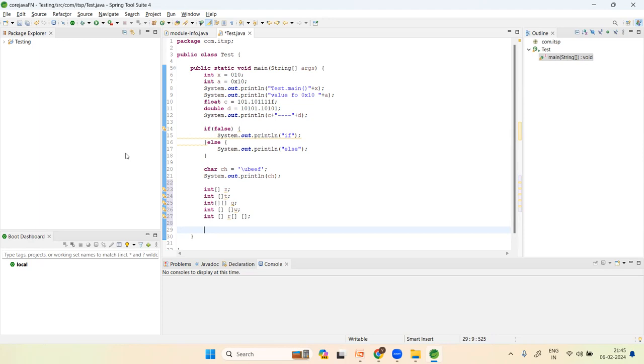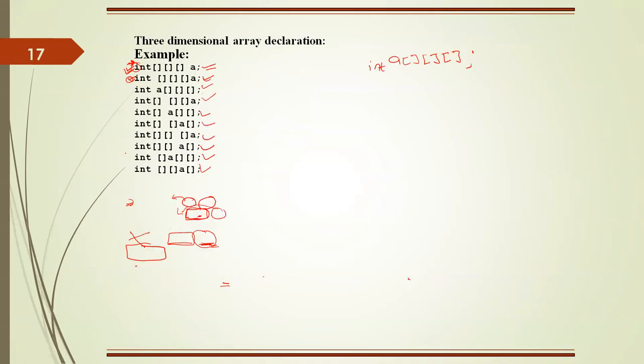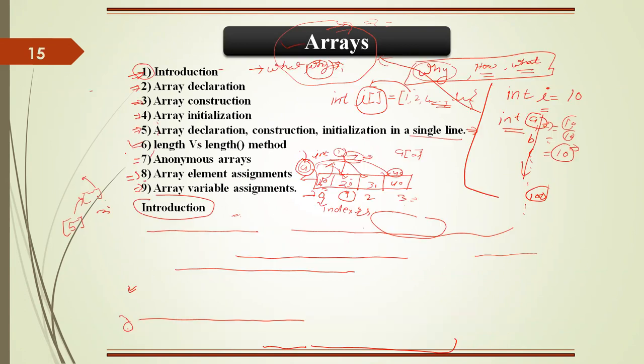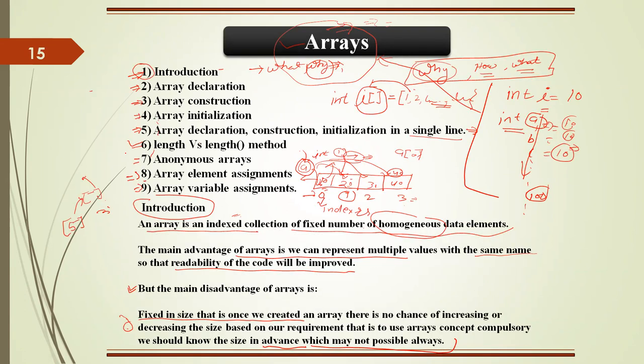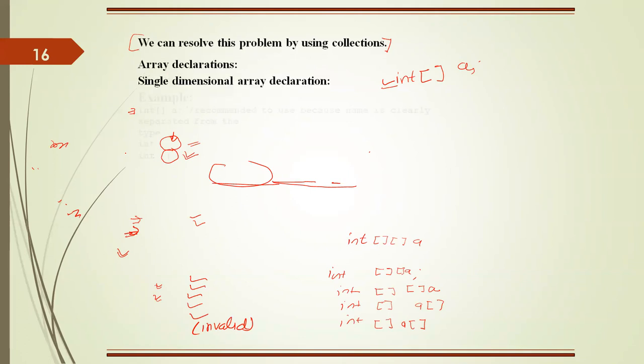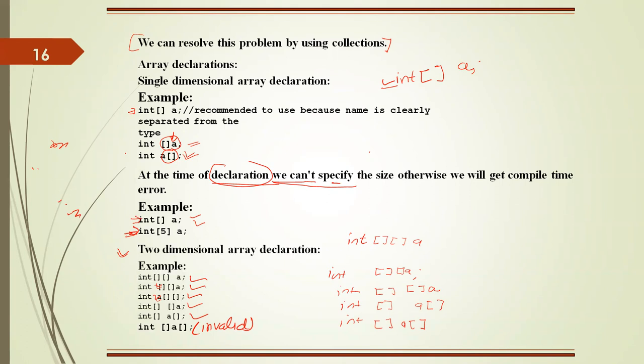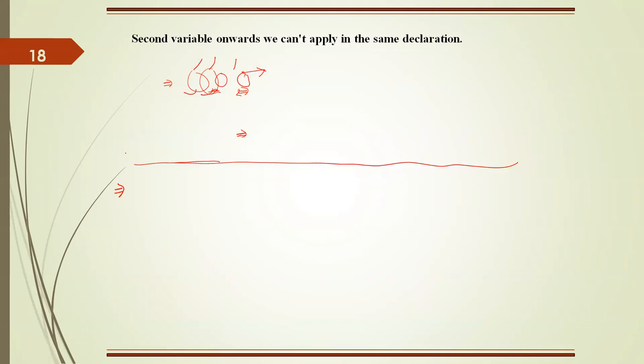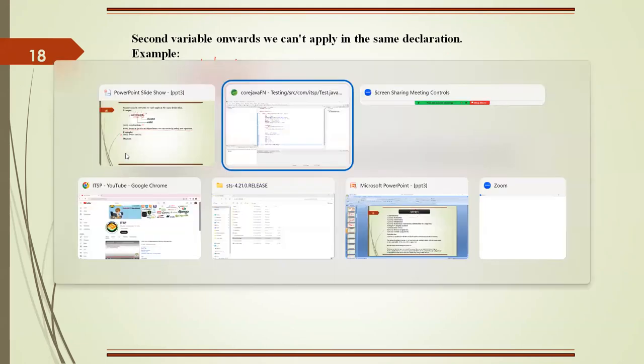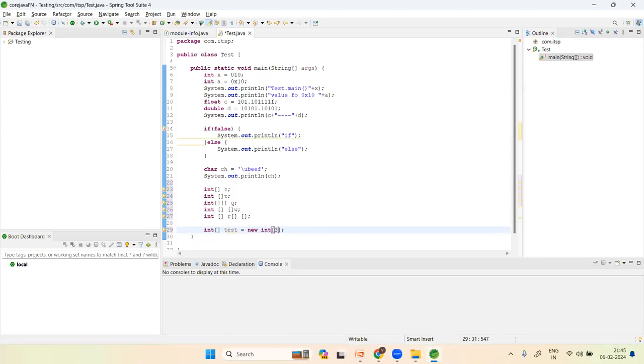Here I will share this code also. Int test equals new int. Right now it's giving an error because when you initialize at the starting point, I have told you, it will declare the size of that array. Otherwise, we'll get a compile time error. Somewhere else, you can observe. That's why it's giving an error. You can just declare a 3 or 4 and now this is the base, right?